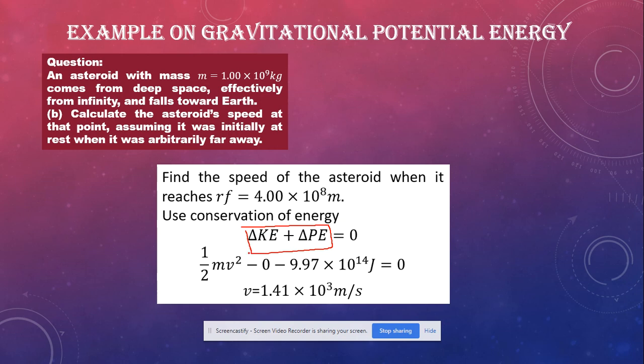By substituting the kinetic energy, which is equal to half mv squared, and then adding our potential energy that we just got in question A, we will get the value of velocity equal to 1.41 to the power of 3 meters per second.